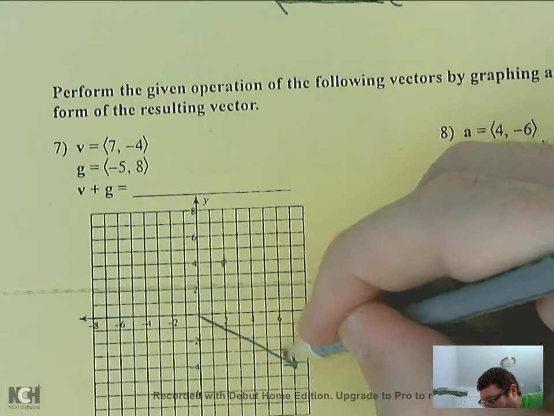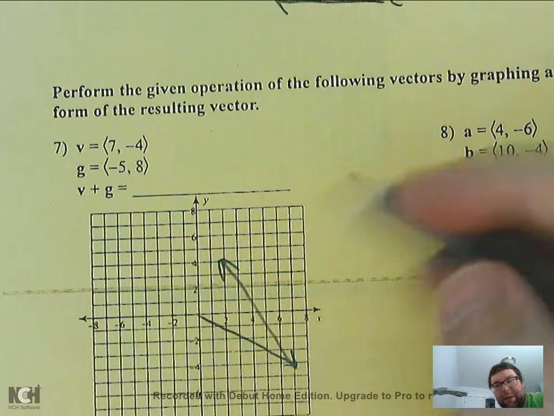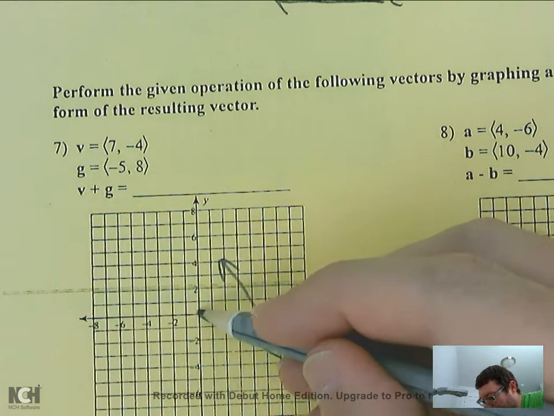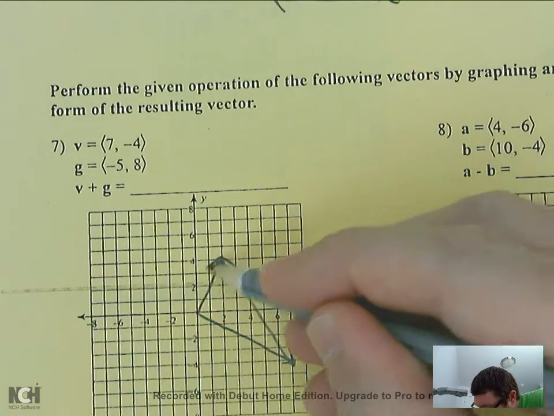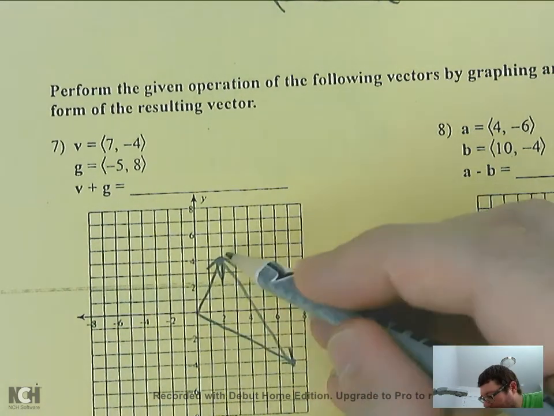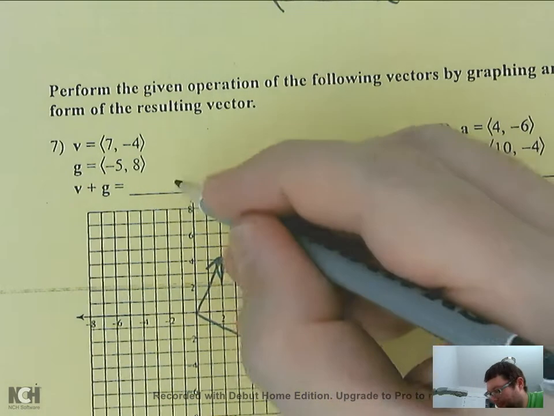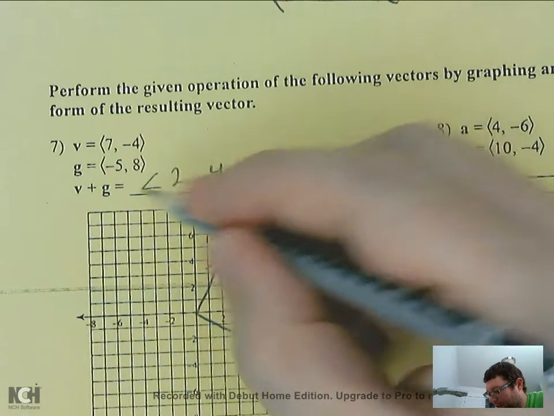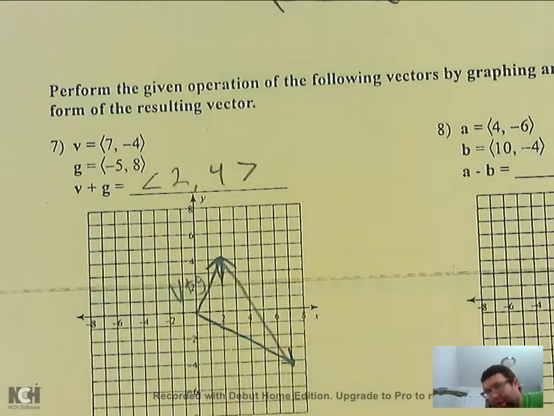Okay, so there is my second vector. Now to get the actual vector, you start at the point where you started and just connect it to the end point there and just figure out those components. So it is at 2 and 4. So 2, 4 would be my components there. This little line is v plus g right there.